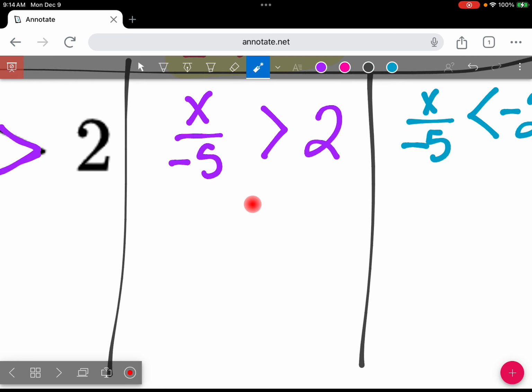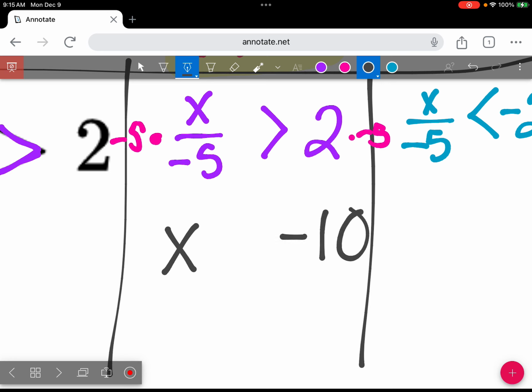I'm going to look at this one right here. What do I need to do to get my x by itself? Multiply by negative 5. That's going to give us that x. And negative 5 times... Ooh, yes. I was going to say, we're going to have a negative 10 over here. I heard that. What sign's going to be in the middle here? Less than. Why did it change? Because we multiply by a negative. If you multiply or divide by a negative number, you have to change the sign.